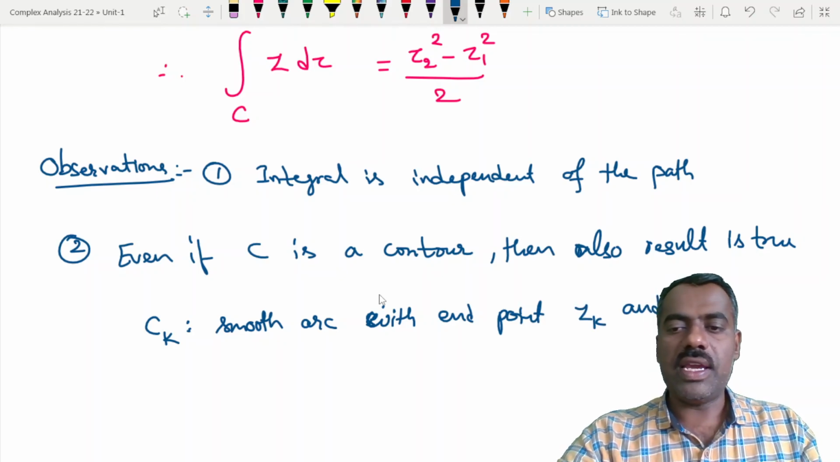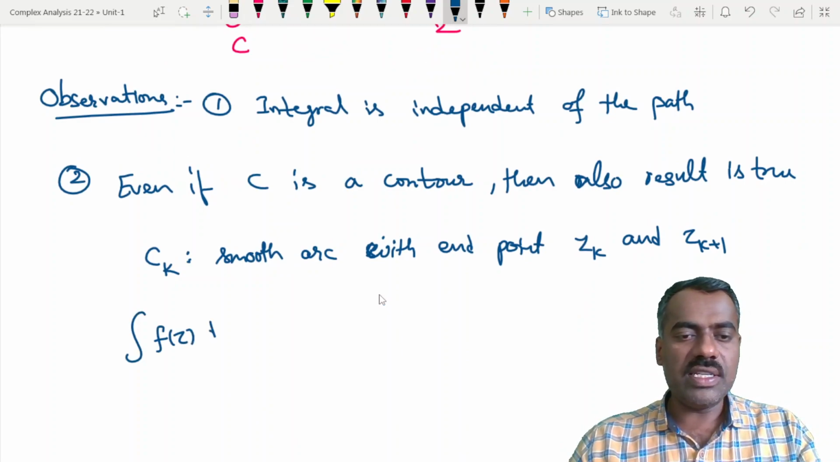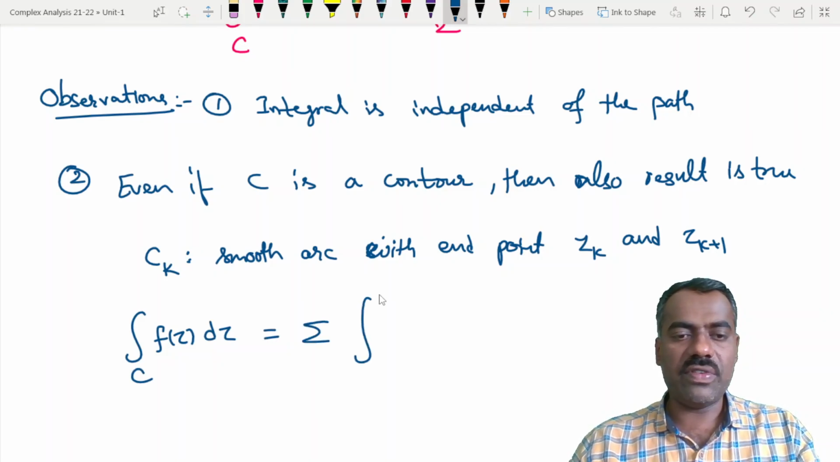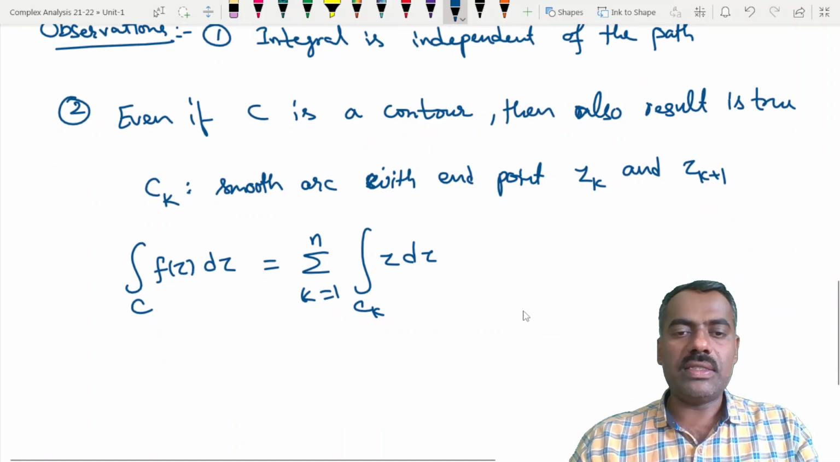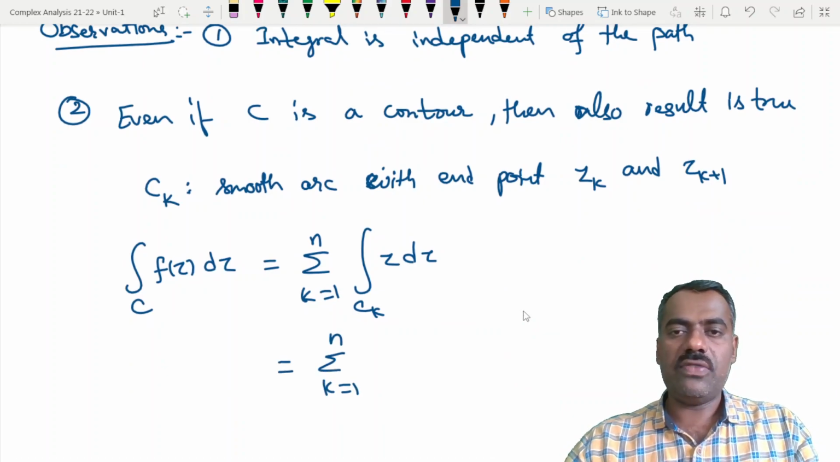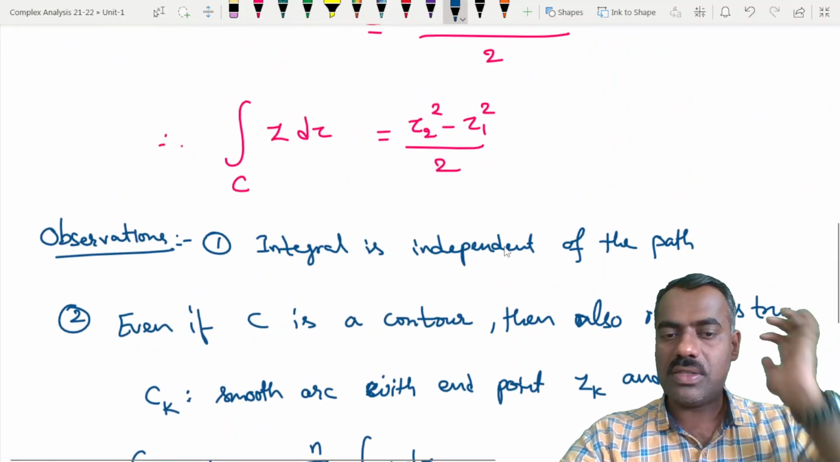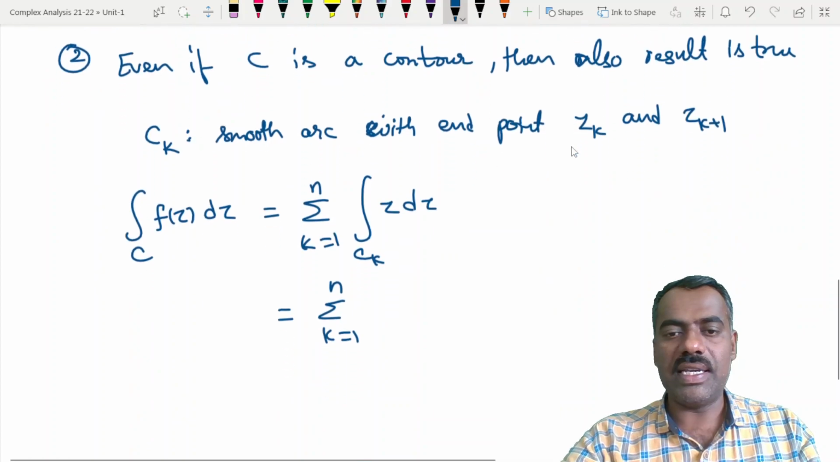Then the integral of f(z) dz over C is the summation of the integrals of z dz over Ck, with k from 1 to n, finitely many. Then this is the summation for k equal to 1 to n, where each one we have already calculated from the smooth arc case, giving (z_{k+1} squared minus z_k squared)/2.